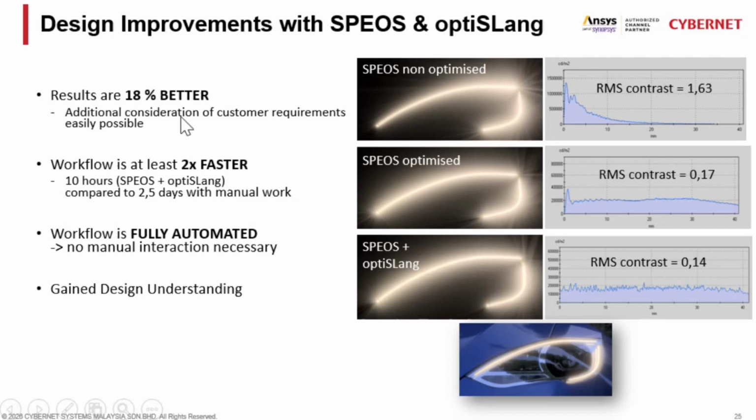So here is the conclusion. The result is 18% better and the workflow at least 2 times faster if we use the optics length plus this Speos. Also, the workflow can be driven by a program. The programming uses Python, so there is no need for manual interaction. That can be fully automated using a program. This is an easy extension to robustness analysis.